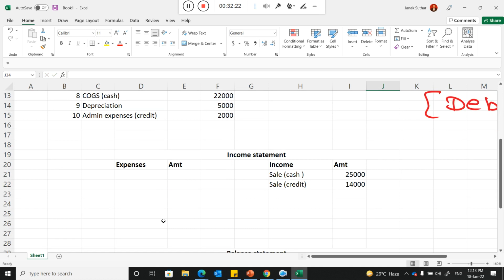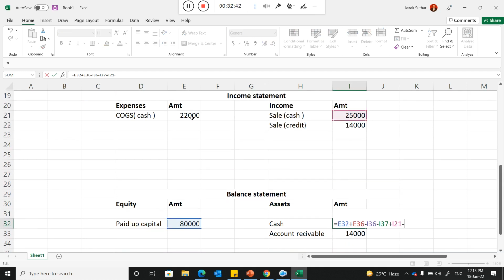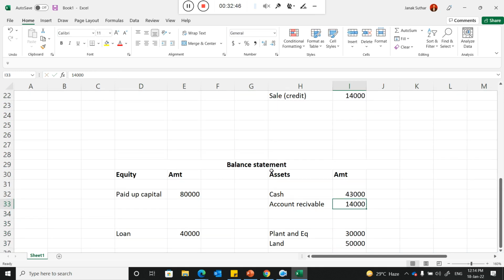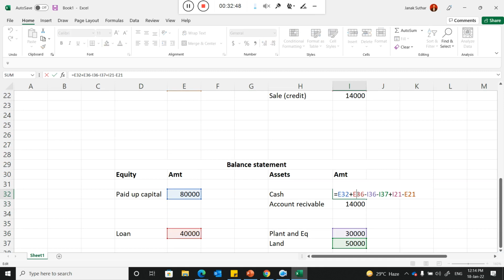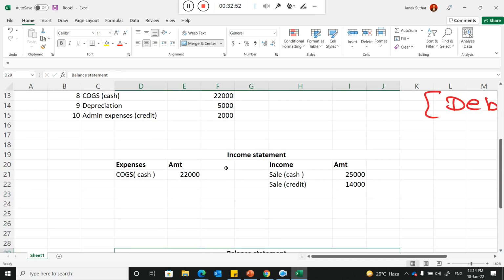The next point, cost of the goods and services. I need to spend it as cash, and how much is it? 22,000. Okay, so 22,000 is deducted. You need to deduct from here, this one. So how much? 43 you have now. Okay, I deducted, right? Good. So 43 I have now. The next, this is done.